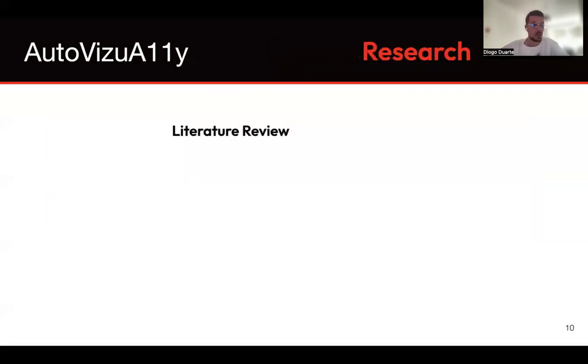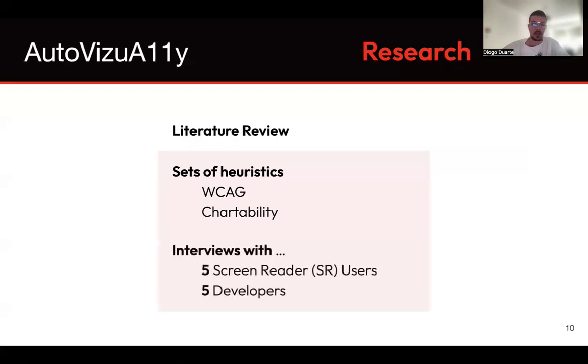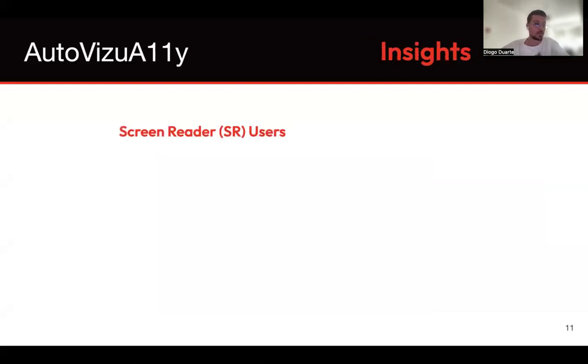So, while doing our literature review, we found solutions that only partially cover both screen reader users' and developers' difficulties, and this led us to the creation of our own tool. So, prior to the development phase, we explored both WCAG and Chartability heuristics, looking for design failures that we should avoid at all costs while creating this new tool, but also conducted exploratory interviews with 5 screen reader users and 5 developers at FISA, trying to understand their pains towards, respectively, exploring and creating accessible data visualizations.